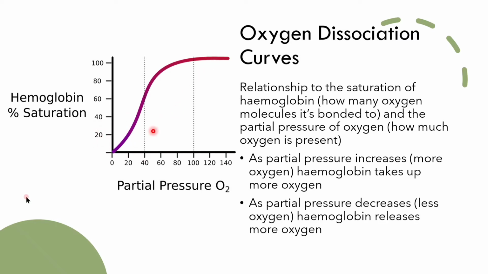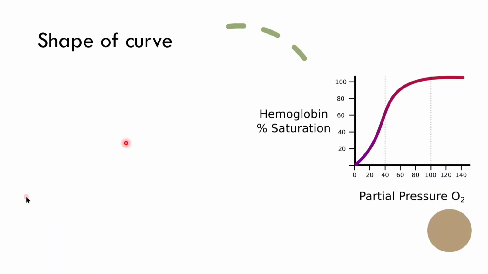And as partial pressure decreases, so there's less oxygen, the hemoglobin will release more oxygen. And we saw this in the previous slide as well. So at respiring tissues, there are lower partial pressures of oxygen, so the affinity is lower. And so this means it will release more oxygen. So the hemoglobin saturation will be lower because it's holding on to less of the oxygen molecules and dissociating more of them. It's releasing more of the oxygen.